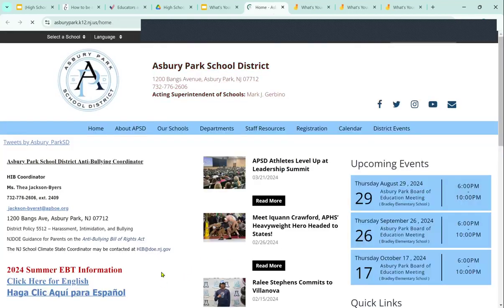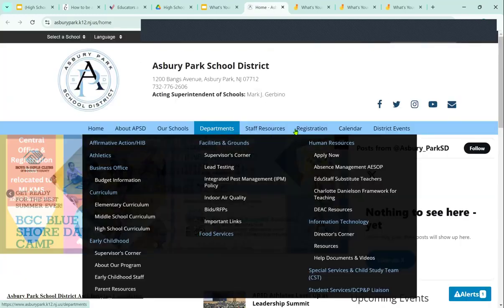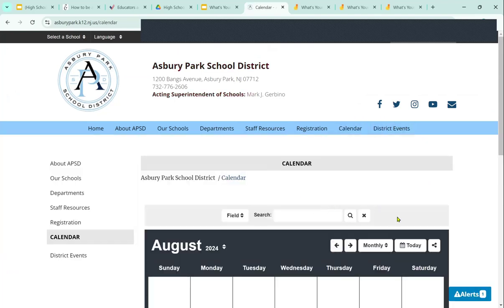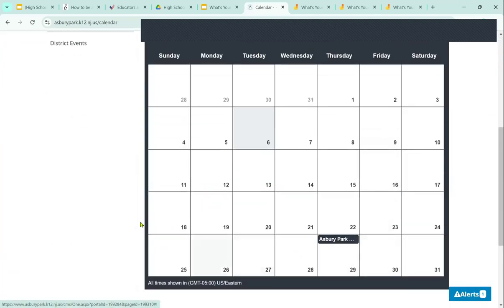Every one of them has a website. You can see all of the information that's available to them, and the calendar, which will usually tell them when board meetings are, so they know that they can go to the board meeting and where it is.